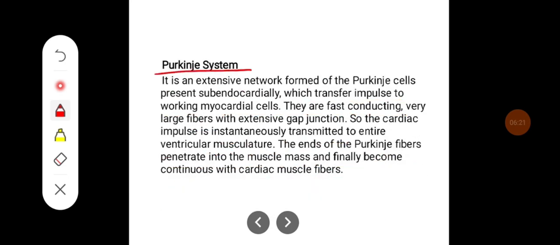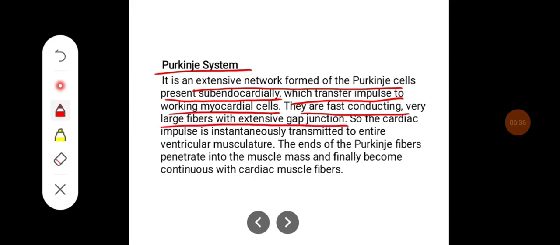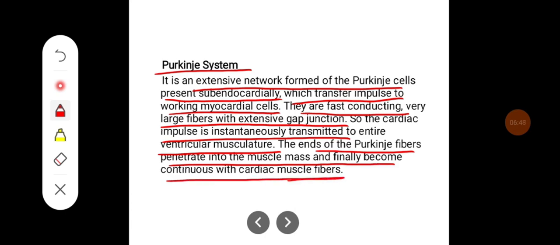Purkinje system. It is an extensive network formed of the Purkinje cells present subendocardially, which transfer impulses to working myocardial cells. They are fast conducting, very large fibers with extensive gap junction. So the cardiac impulse is instantaneously transmitted to entire ventricular musculature. The ends of the Purkinje fibers penetrate into the muscle mass and finally become continuous with cardiac muscle fibers.